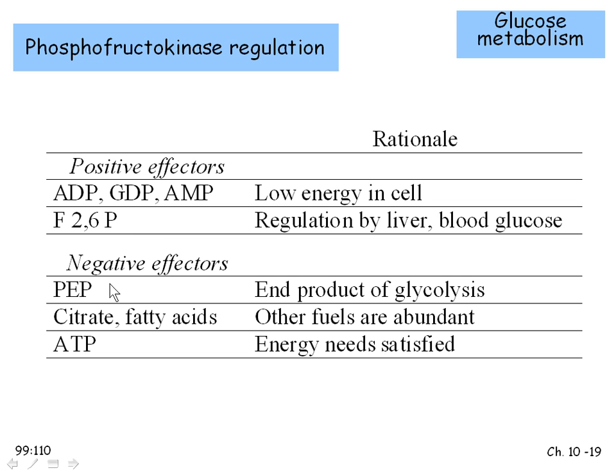We can also turn things down. Phosphoenolpyruvate we talked about as an end product. Citrate can have a negative effect. Citrate is part of the citric acid cycle. If there's a lot of it around, that's also a signal that you've got plenty. Fatty acids, an alternate energy source, can turn it down. And ATP, a more immediate sign that energy needs are sufficiently satisfied at the moment. So you can think of phosphofructokinase as a kind of molecular computer. It's along the level of the complexity of hemoglobin, except more so.